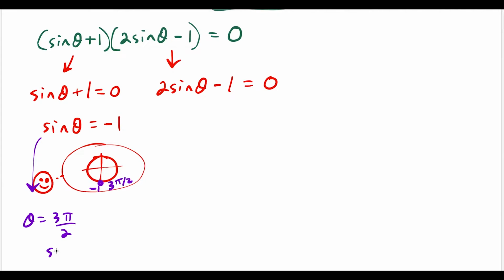Another way of getting this, you could just use the calculator and say sine inverse of negative 1. And if you're doing this in degree mode, it's going to tell you 270 degrees. And then you could just convert 270 degrees to radians. But what we have so far is theta equals 3 pi over 2.